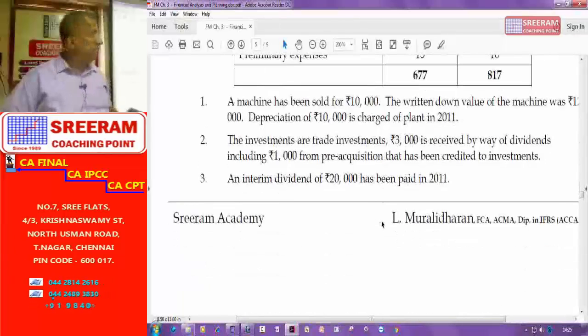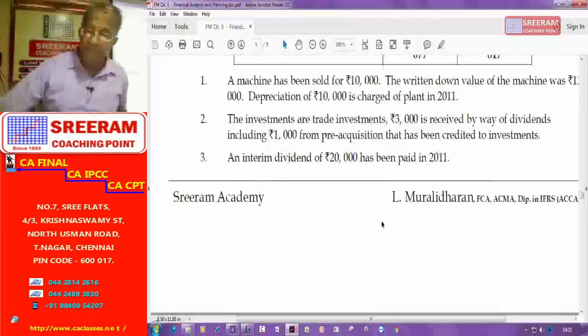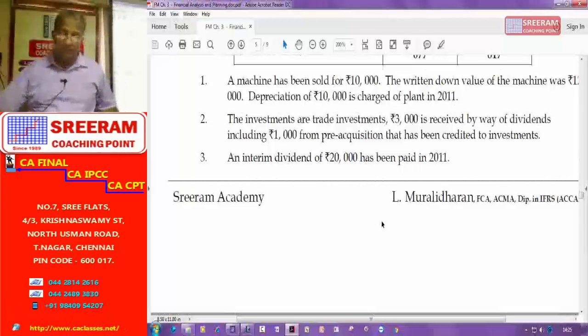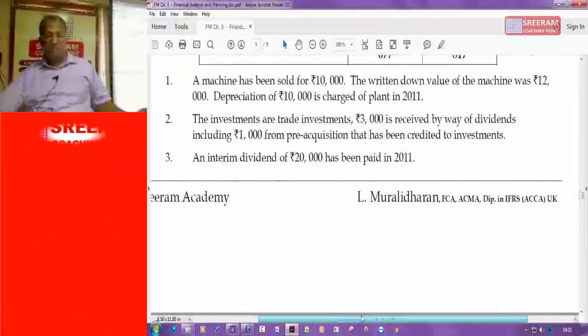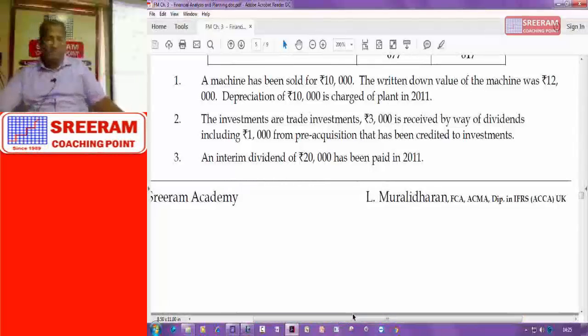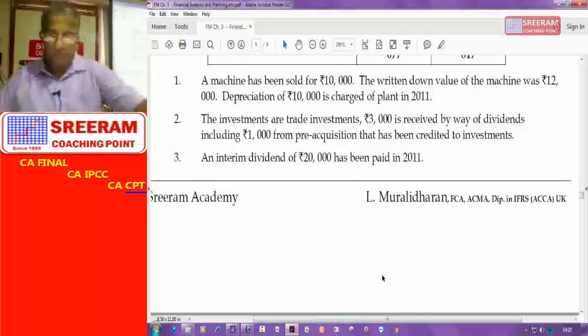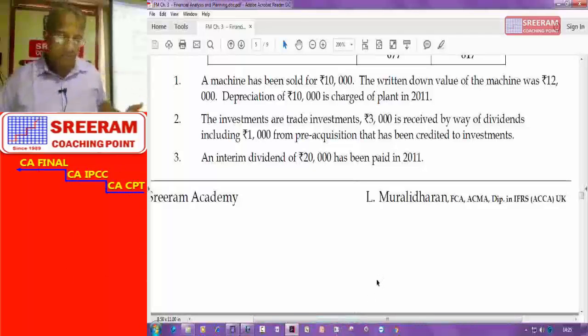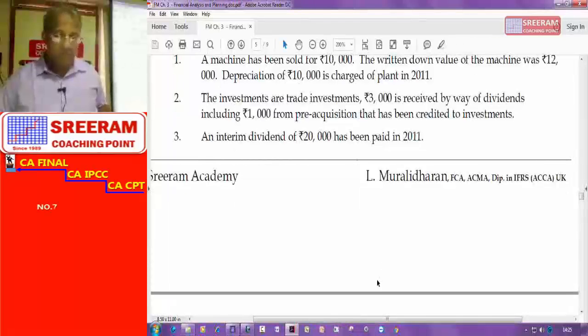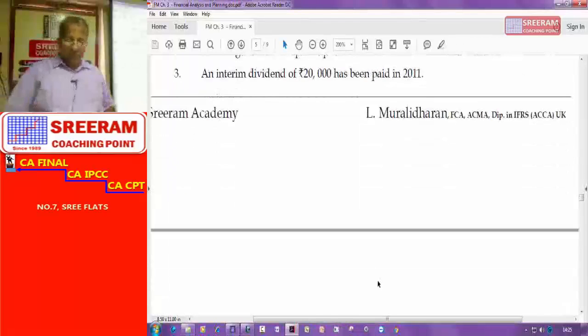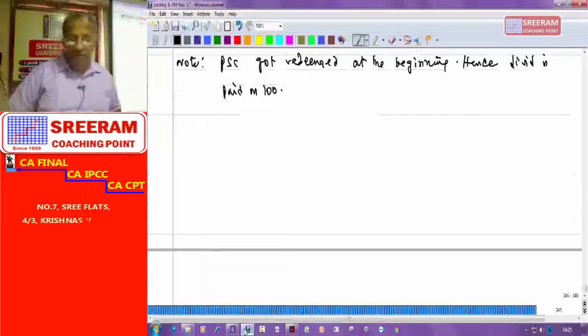A machine has been sold for rupees 10,000. The written down value of the machine was rupees 12,000. Depreciation of rupees 10,000 is charged on plant in 2011. The investments are trade investments. Rupees 3,000 is received by way of dividends, including rupees 1,000 from pre-acquisition that has been credited to investments. An interim dividend of rupees 20,000 has been paid in 2011. Right. You have read this problem already.